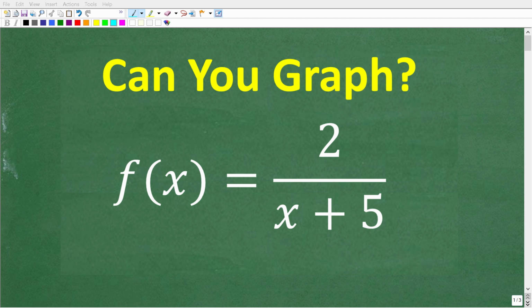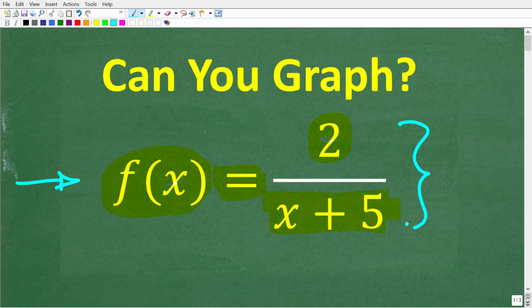Okay, so if you're actually pretty good in algebra, well, you should be able to graph this simple rational function right here. So graphing functions in algebra is a critical skill. You need to know how to graph a variety of functions, but let's take a look at this problem. We have f of x is equal to 2 over x plus 5. Now, let's see if you can come up with a quick sketch of this function.